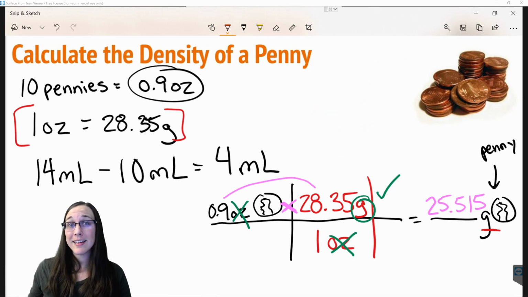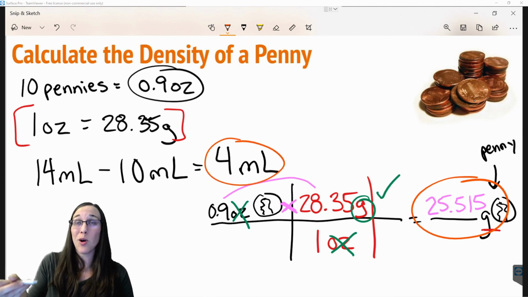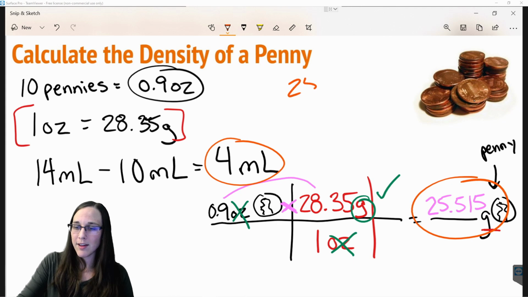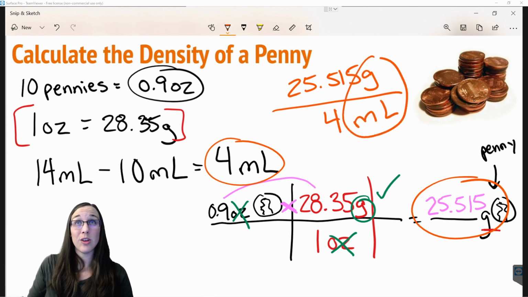Since we know that density's units is gram per milliliter, we're going to take our gram value and divide it by our milliliter value so that we literally put units of grams over units of milliliters. 25.515 grams divided by 4 milliliters gives us our goal units in the end. Now we just need to actually do the division with our numbers.